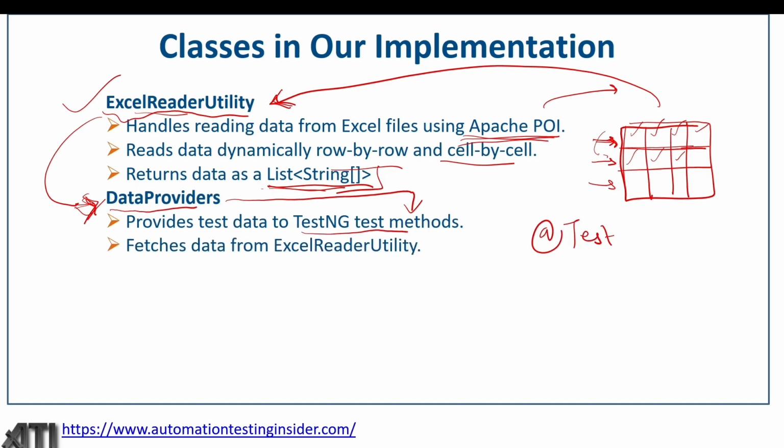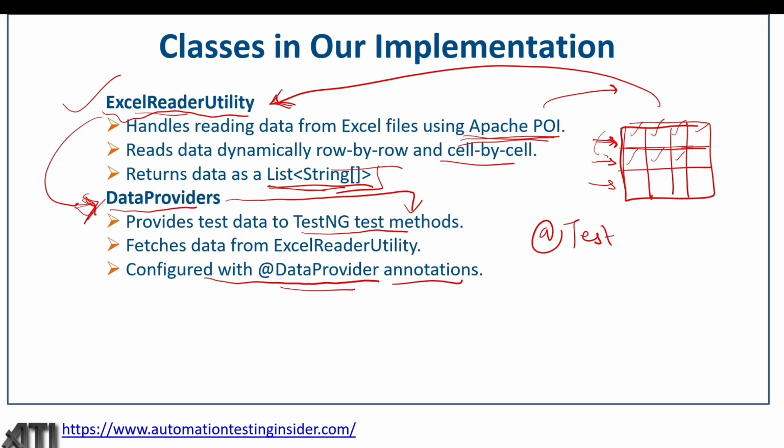It fetches data from the Excel reader utility, which we discussed, and is configured with the @DataProvider annotation. So we have the @DataProvider annotation in TestNG. We'll write separate data provider methods to pass the data to test methods. Let's say for valid login, we'll write one @DataProvider method and pass the data to the valid login test, and we'll create another data provider method for the invalid login test and pass the data to that @Test. So this is what we are going to achieve, guys, and let me show you practically how we can achieve that.